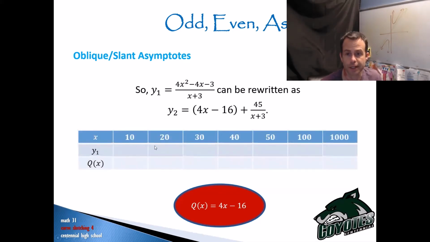Let's go to positive infinity instead of negative infinity. Now I've got 10, 20, 30, 40, 50, 100, 1,000. I'm going to give you a second. Actually, you're going to give yourself as much time as you need. Pause me, do this, and then come back.